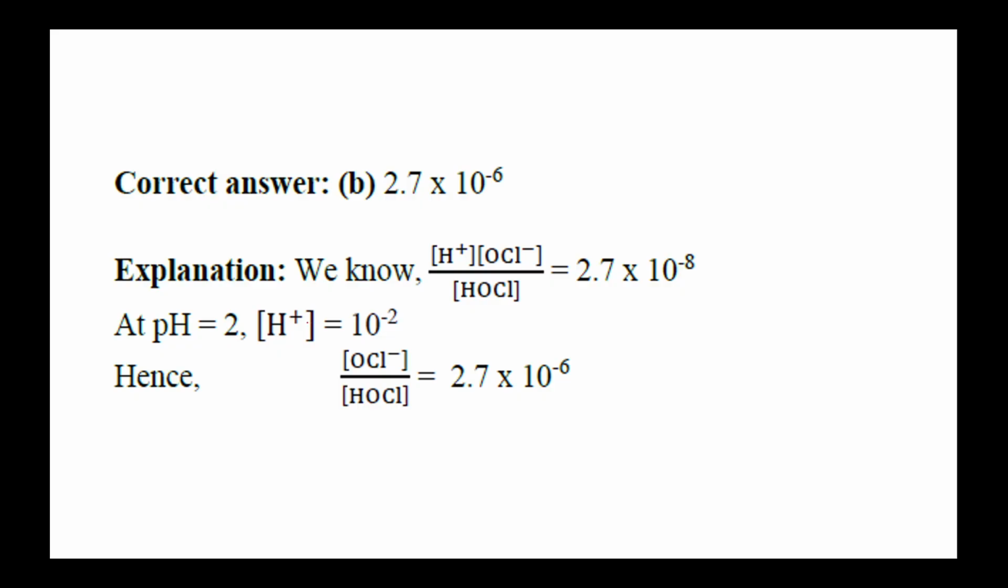So the calculation is very simple. I told you the H plus ion concentration you can calculate from the pH. pH is equal to minus log of H plus ion concentration. So if pH is 2, the H plus ion concentration would be 10 raised to the power of minus 2, right? This is something we have studied in the first session also. So I hope this is clear to everyone.